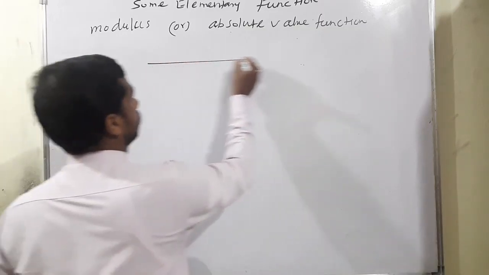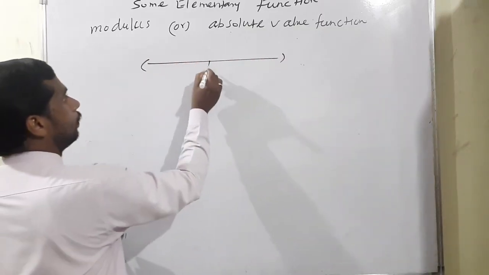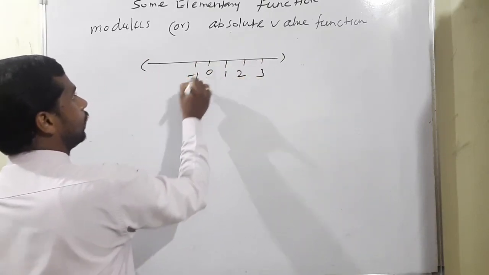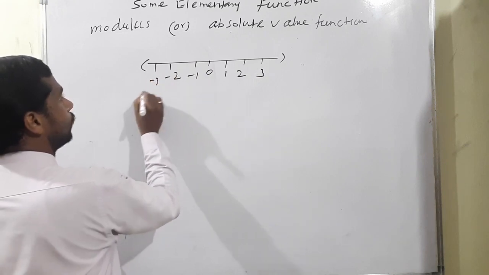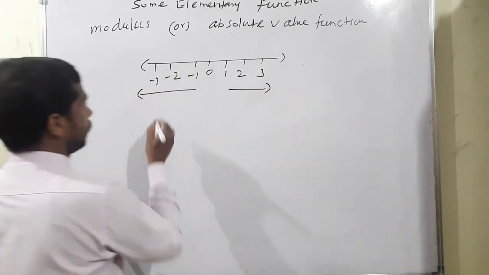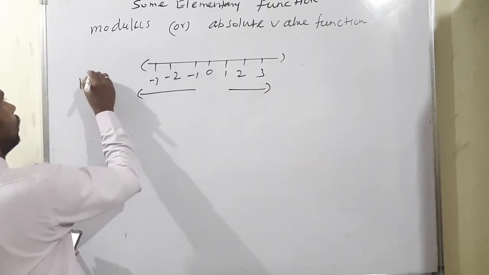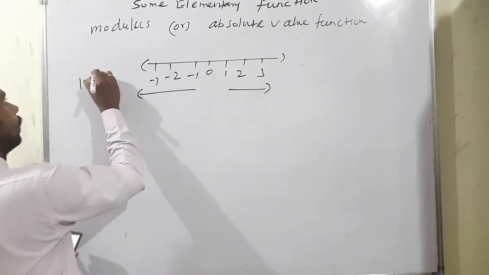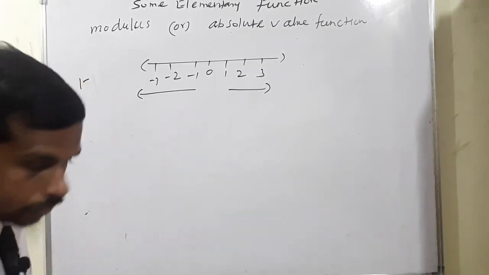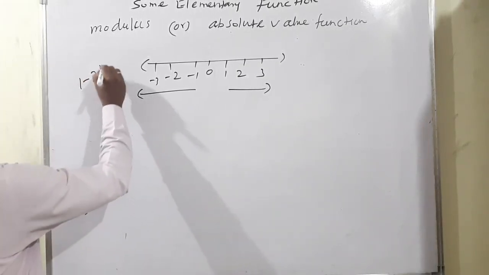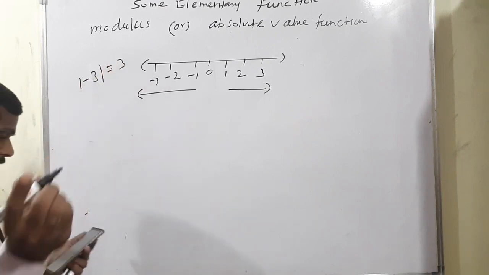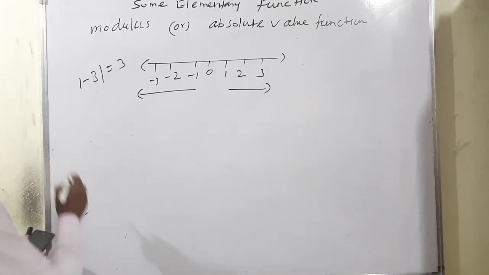What will happen with the modulus or absolute value function? Take one number line: 0, positive 1, 2, 3, and negative 1, negative 2 and negative 3. This is the negative side, and this is the positive side, isn't it? For example, the modulus of negative 3 means positive 3 will come, isn't it? So that's why in your book one function is given in 3 different ways.